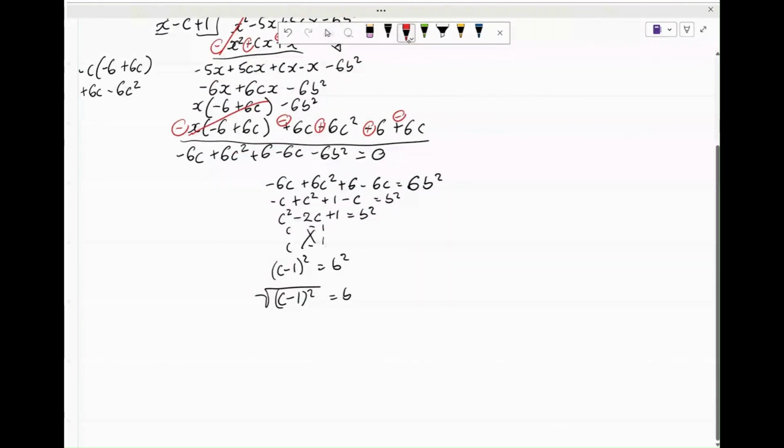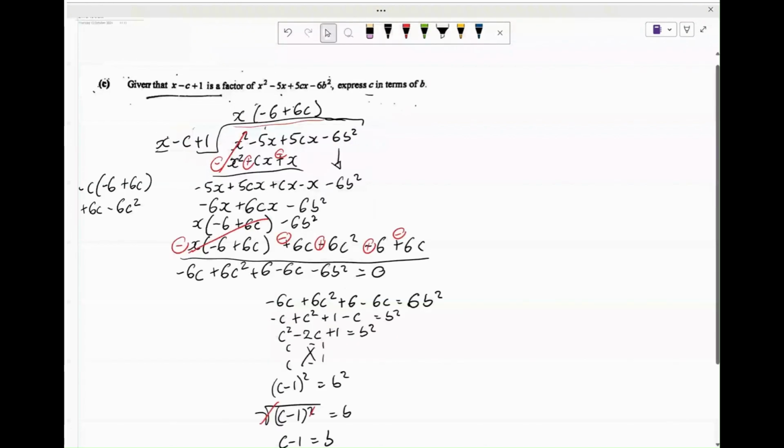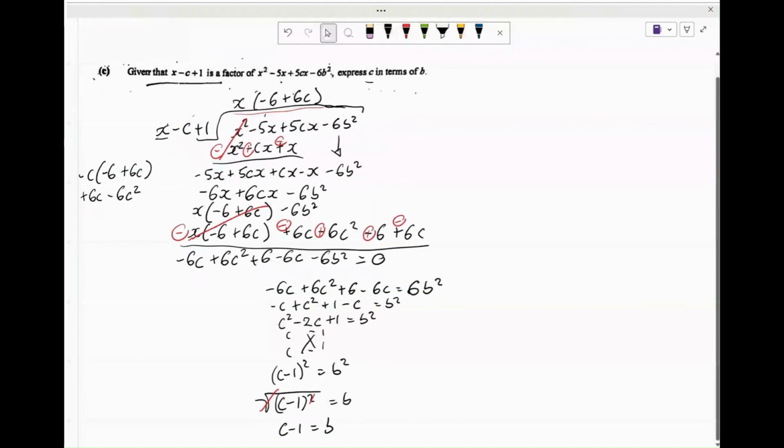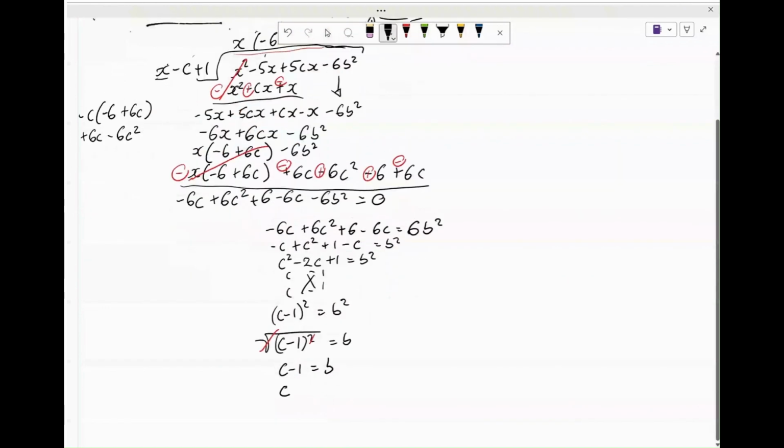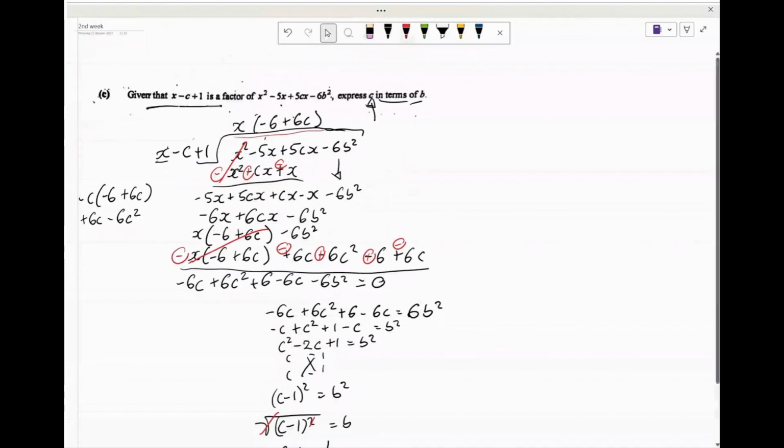And we know square root is kind of just the opposite of squaring. So this is just c minus 1 equals b. And we've actually got this backwards. So we're expressing c in terms of b. So we want c alone, and that's b plus 1. So that could cost you a mark at the end if you're not careful. So when it says c in terms of, that means c is on its own.